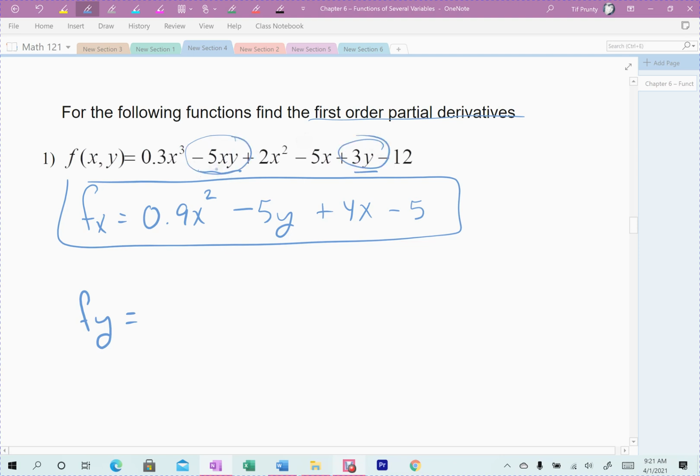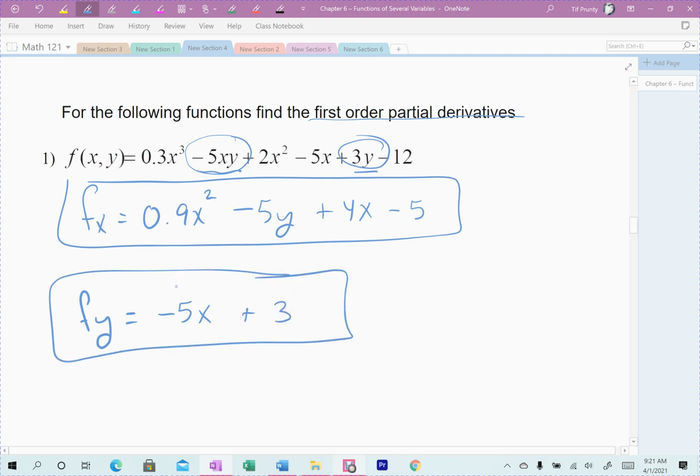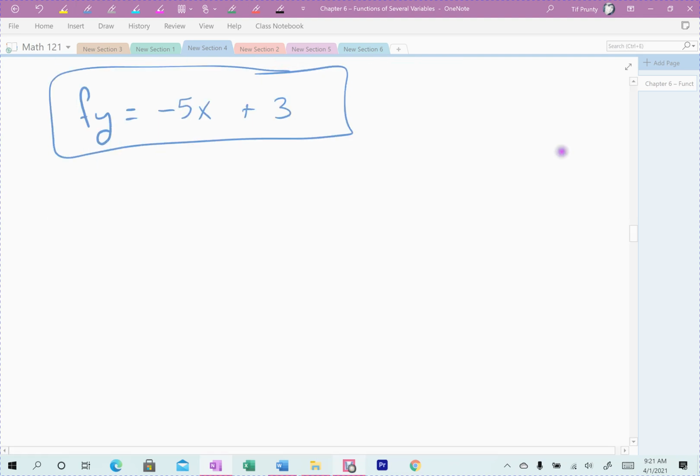It's not changing. And so the derivative of negative 5xy with respect to y, well, the negative 5 is a constant that comes along, and x is the constant multiplier that comes along. The derivative of just y is 1. So it would be negative 5x times 1, which is negative 5x. And then the last part is the derivative of 3y. Well, the derivative of 3y is just 3. And again, the derivatives are very different. The derivative with respect to x is a lot more complicated than the derivative with respect to y. And you'll notice the derivative with respect to y actually has no y part in it, which again can happen.